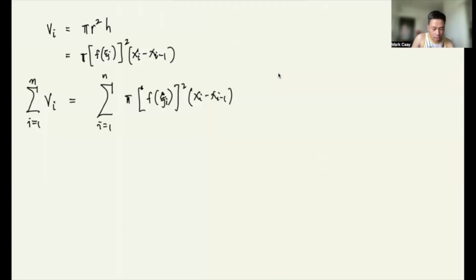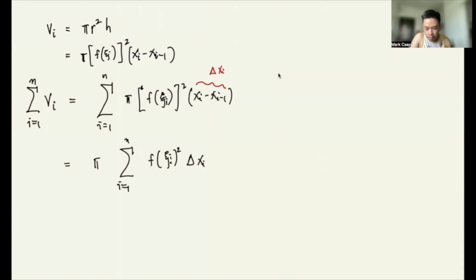Tama? Okay. And what is this equal to? Alam natin, this is the change, the delta x sub i. Tama? So, in other words, yung pi natin hindi naman to affected by the summation, so pwede kong ilabas. So, this is pi times the sum of f of x sub i squared delta x sub i from 1 to n. So, ito na yung mga sum.